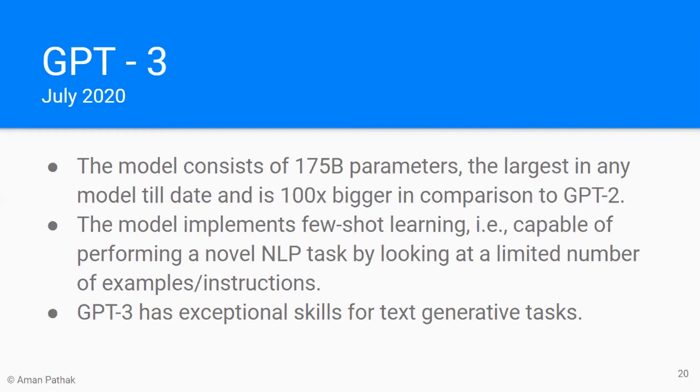This ability of few shot learning has been found in humans, where we do not need a large amount of training data, and we can easily recognize an image of a zebra by looking at just one or two images of a zebra. We'll be able to figure out whether this is a horse or this is a zebra. GPT-3 has exceptional skills for text generative tasks because this model has been able to write novels, poems and articles as well.